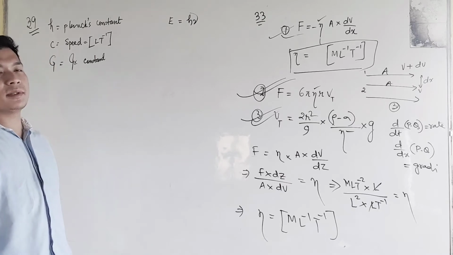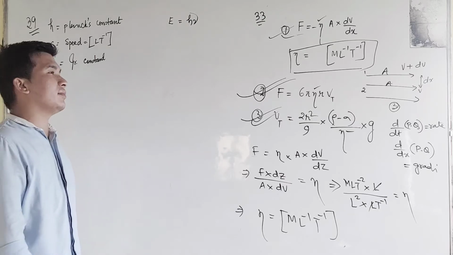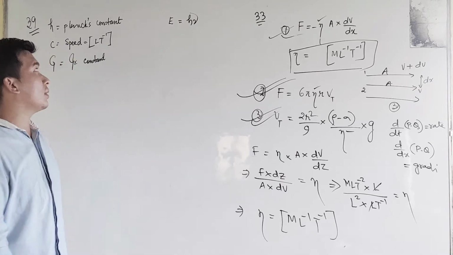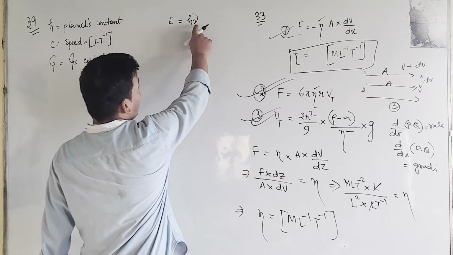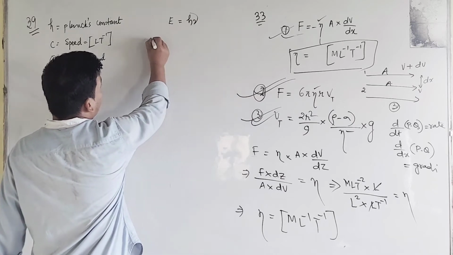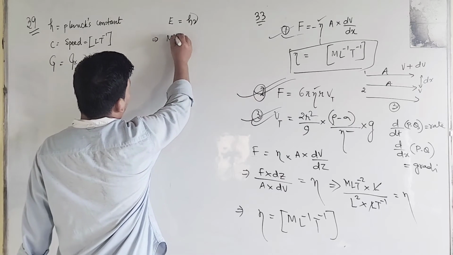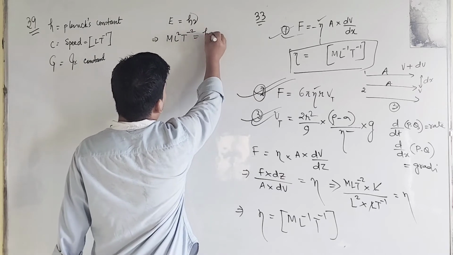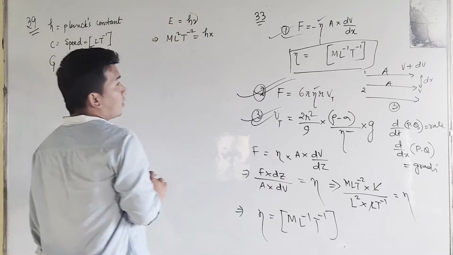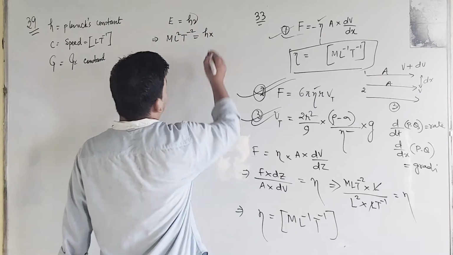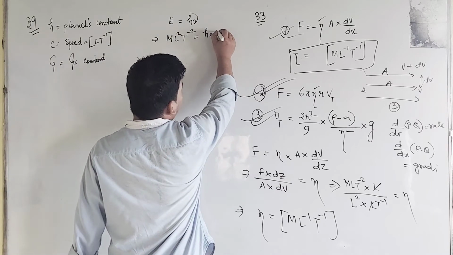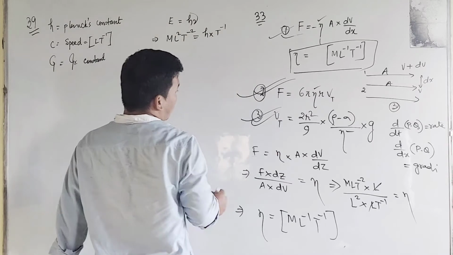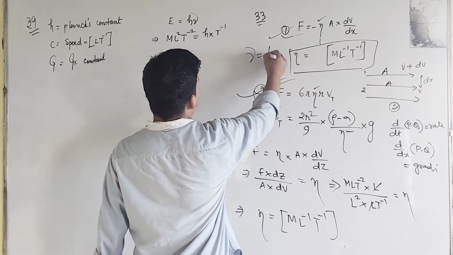Photoelectric equation, photoelectric effect. The energy of a photon is equal to h nu, where nu is the frequency. In the energy formula we have M L squared T inverse 2 equal to h into frequency. We know that frequency is the inverse of time, so we can put it as T inverse 1. Finally, frequency is equal to 1 by T.